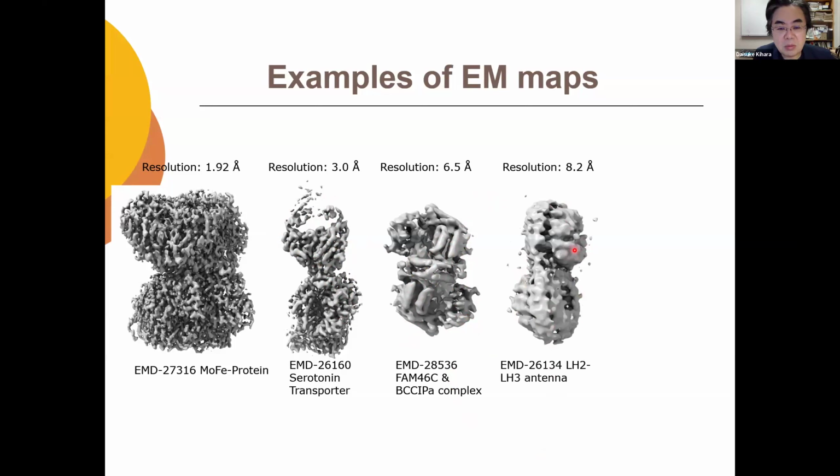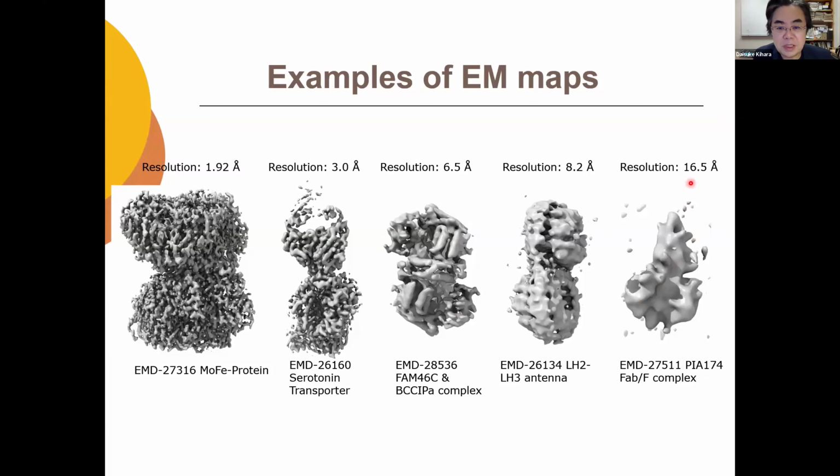now it's getting more smooth, and then detailed information is lost. And then at 16 angstrom, now you don't see the detail of atom at all. You just see the overall volume.